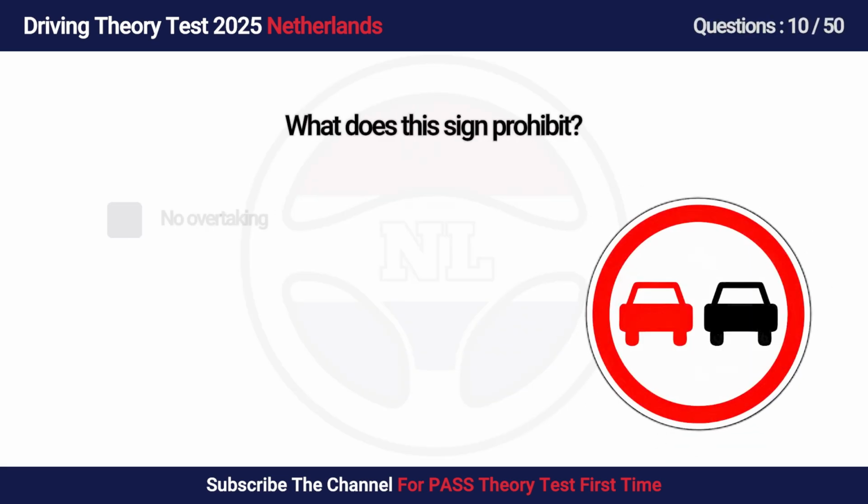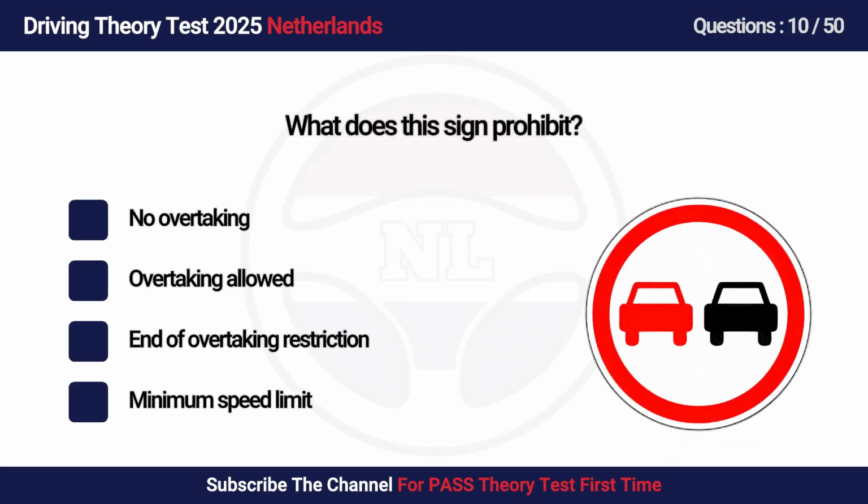Question 10. What does this sign prohibit? A. No overtaking. B. Overtaking allowed. C. End of overtaking restriction. D. Minimum speed limit.